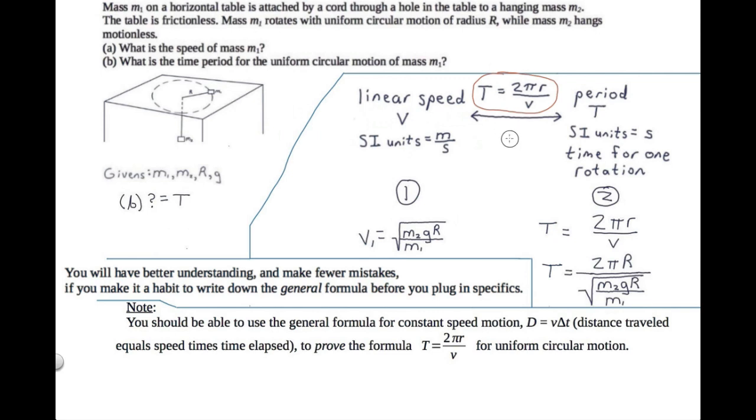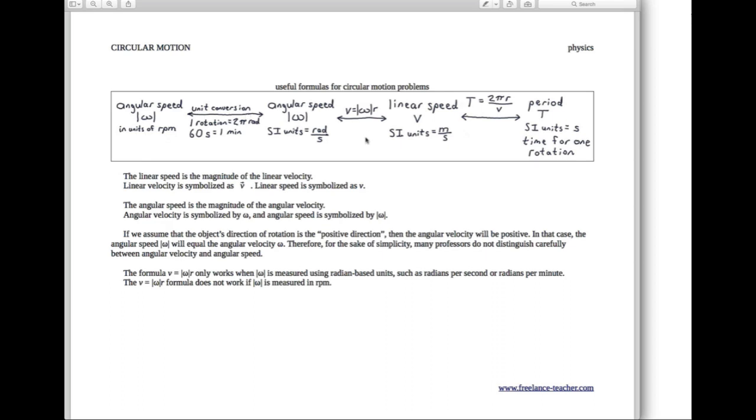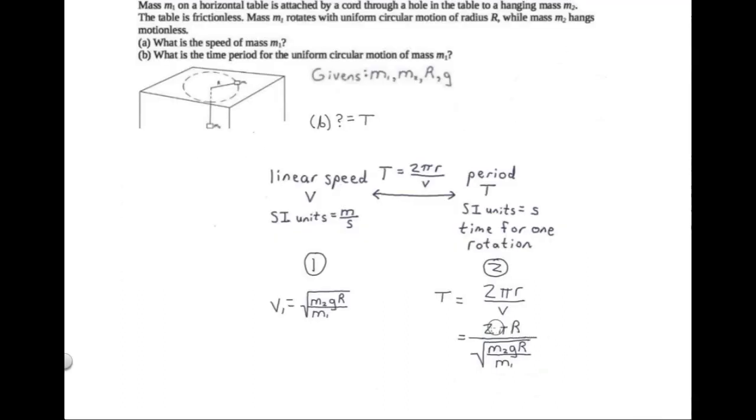Remember, for uniform circular motion, you can use this formula to convert between linear speed and the period. Remember that this flowchart also shows how to convert back and forth between the concept of linear speed and the concept of angular speed, measured in either units of radians per second or rotations per minute. Now, this expression is an acceptable answer to the problem, but it is possible to simplify the answer, like so.